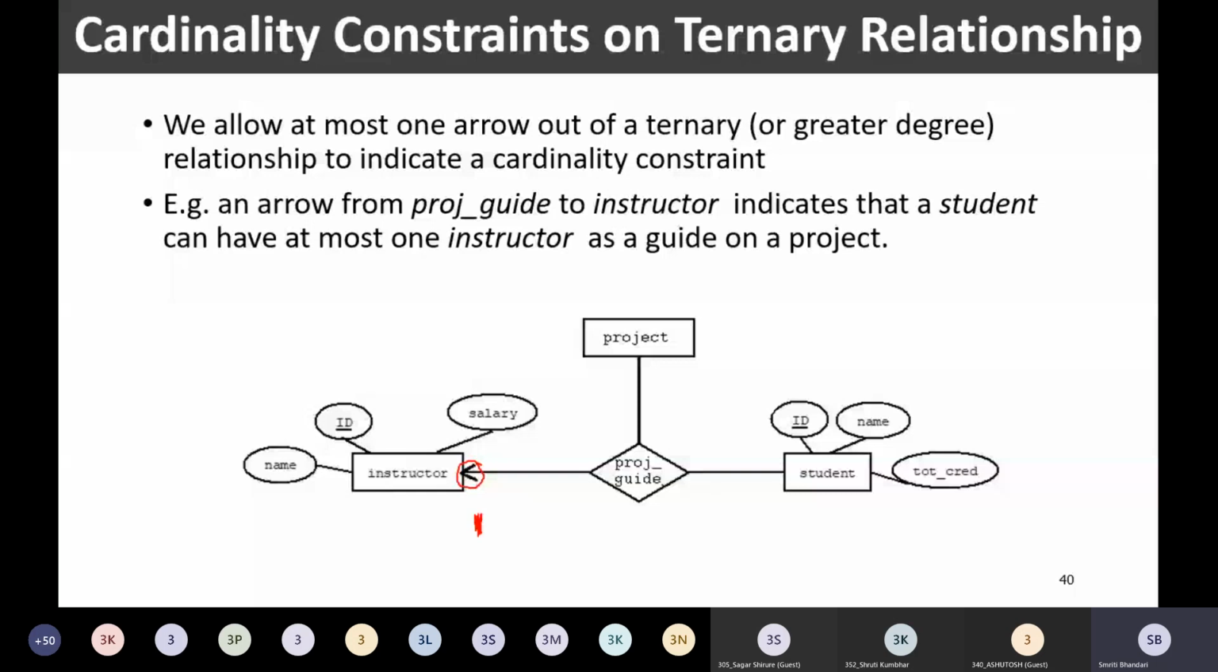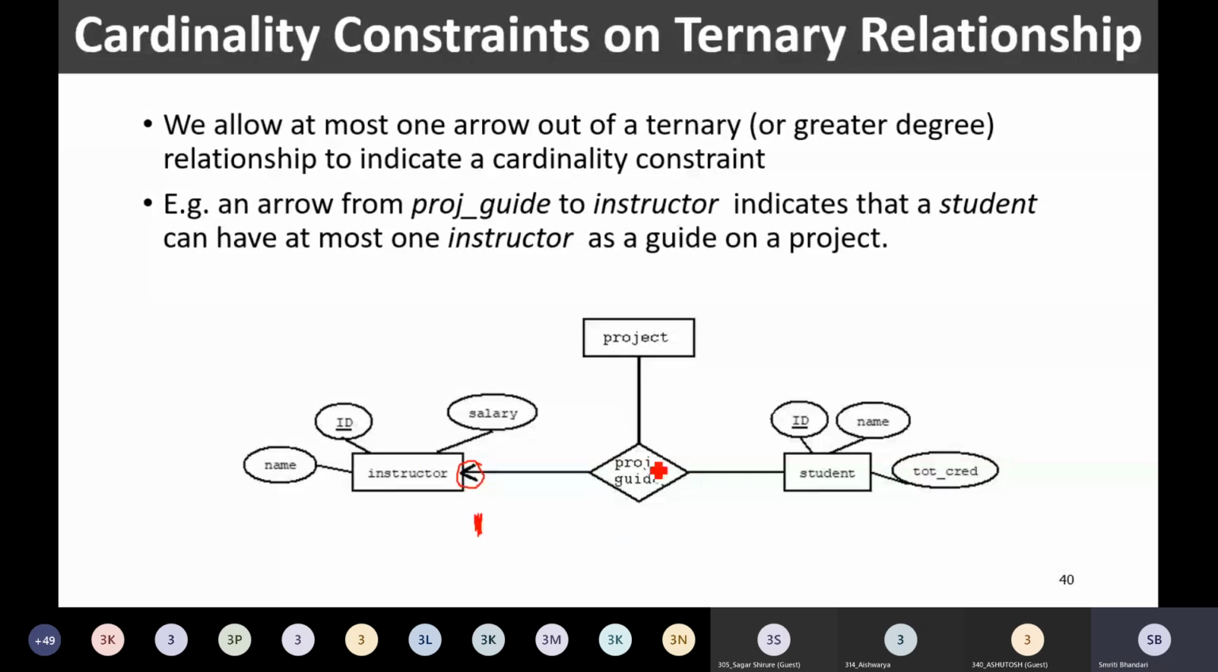So how to interpret this arrow towards instructor in this scenario? Suppose the student works on a research project under the guidance of an instructor. There are 3 entity sets associated with one relationship. In that ternary relationship, we allow at most one arrow. That one arrow, a directed line, indicates the one instructor. A student can have one instructor as a guide on one project.